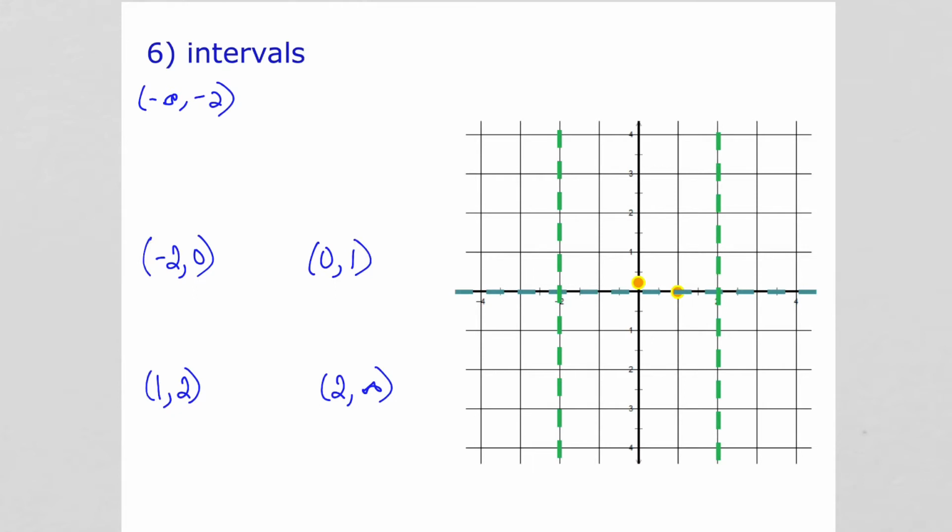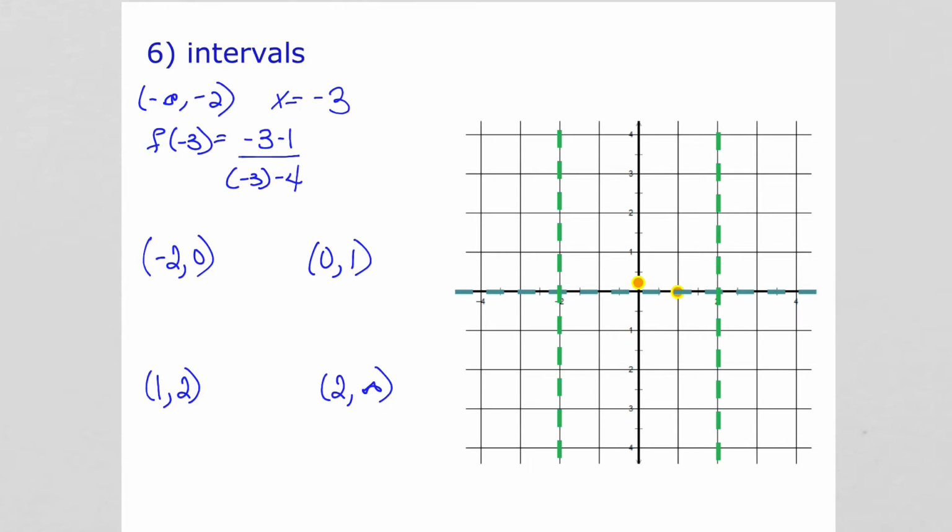So I've picked the intervals. Now you just pick an x value within that interval. The easiest x value to pick within negative infinity to negative 2 would be x equals negative 3. So you plug in f of negative 3. We're plugging in negative 3 for x.